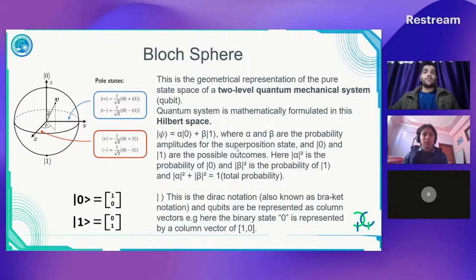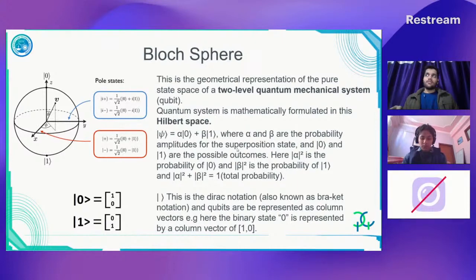And the alpha square here represents the probability of that quantum state to be in the zero, and the beta square represents the probability of that quantum state to be in one. And this is known as the Born's rule. And alpha square plus beta square is equal to one. That's the total probability law.